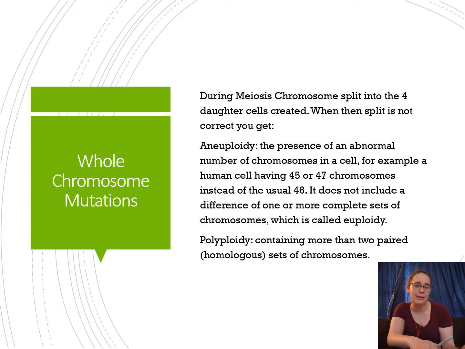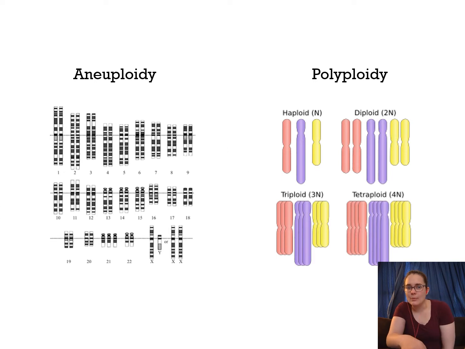For example, having 45 or 47 chromosomes in a human, where our normal chromosomal number is 46. And then polyploidy is having more than the 2 homologous sets of chromosomes as well. So polyploidy is having multiple sets of chromosomes, where your aneuploidy is your deletion or addition of singular chromosomes. So this is the example that we have here.